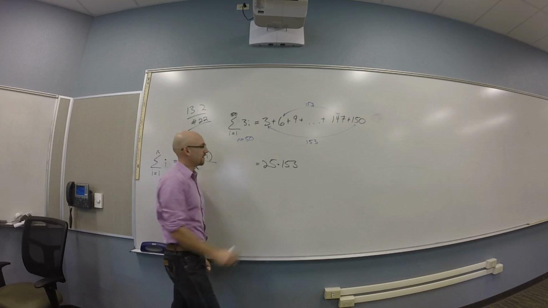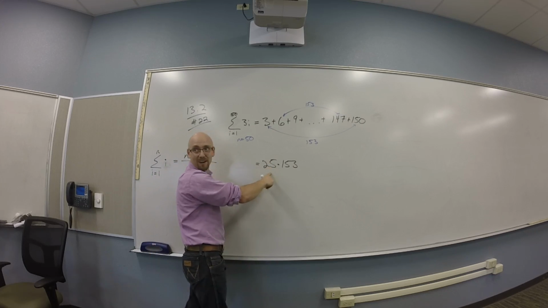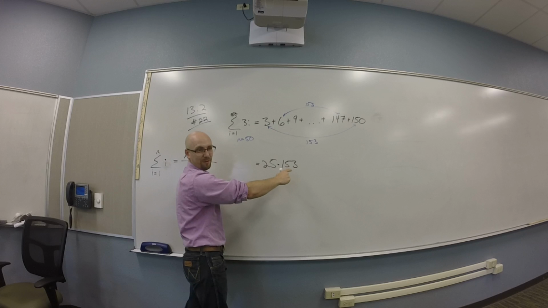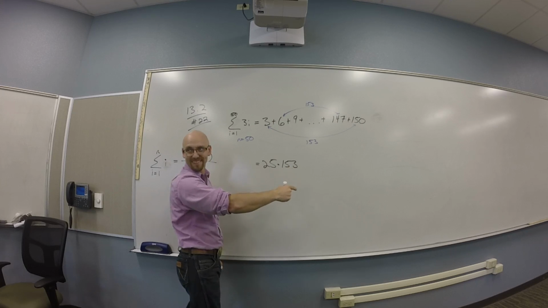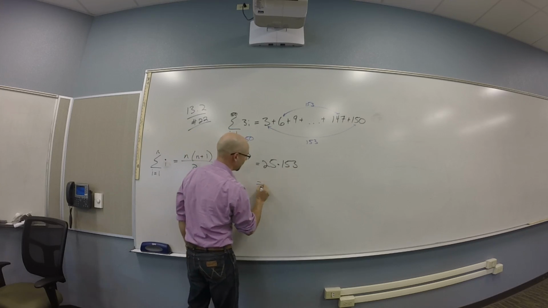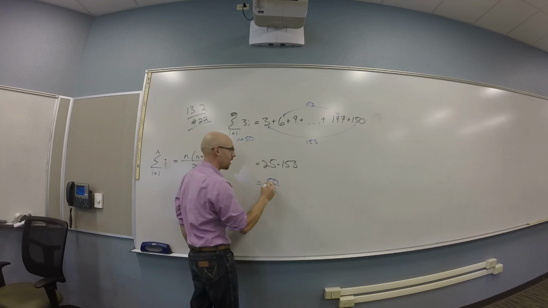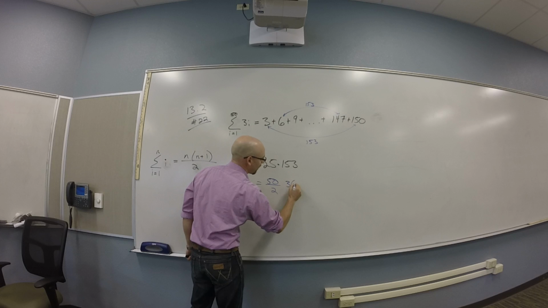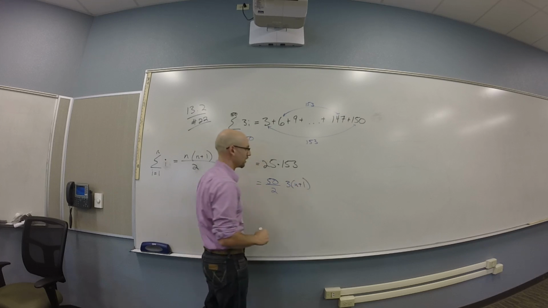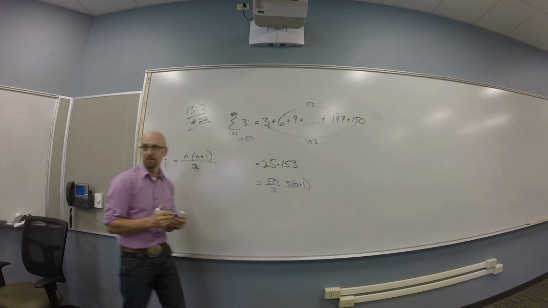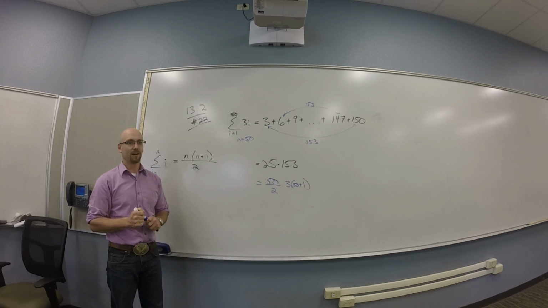Oh, okay. This is your 50 over 2 here, because there's 50. And then this thing's playing the role of n times n plus 1, but it's really 3 times n plus 1. So this is 50 over 2, the pairs. And then the sum, which is 3 times the first one and the last one. You guys all see that?